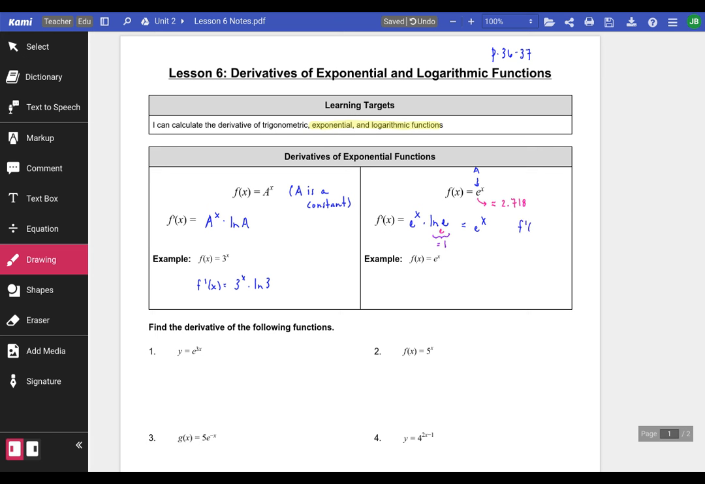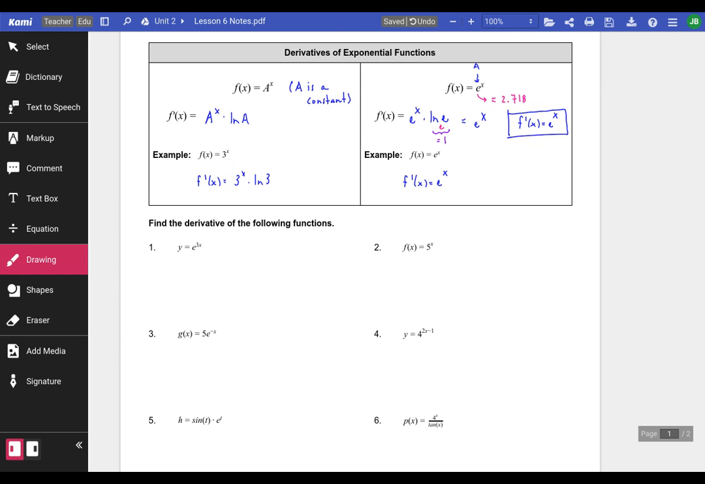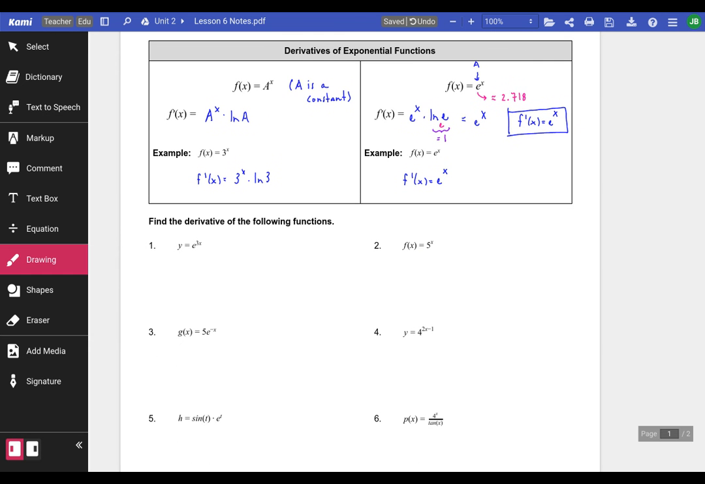And I'm going to put this in a box so it's really clear. E to the x, its derivative is just e to the x. So if I have a problem here, f of x is e to the x, the derivative is just e to the x. But it comes from that same rule that we used for our derivative of a general exponential function. All right, so let's look at some examples here, and we're not going to do all of these. We'll probably just do 1 through 4 and then talk about 5 and 6 when we're in class.